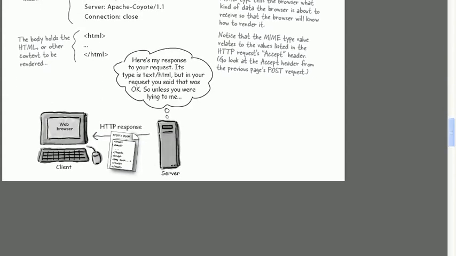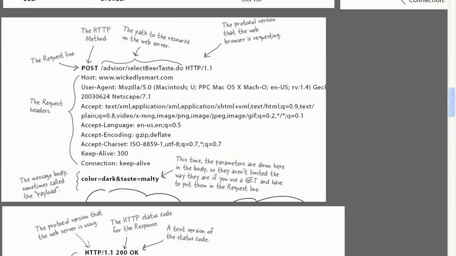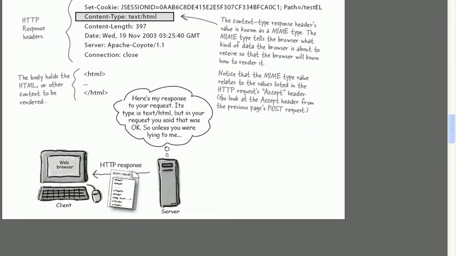Something like this, you send a request, and then the server says, here's my response to your request. Its type is text HTML, but in your request you said that is okay, unless you were lying to me. Okay, so in the request, if you have noticed this, the browser said it can accept text HTML, and that's what the client is saying. Text HTML is okay for the browser based on the request that the browser has sent to the server.